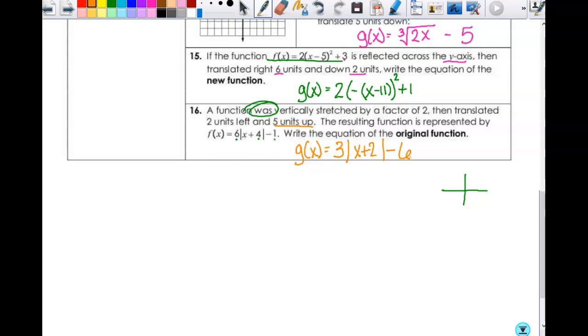Well, the original is 3, and then if I vertically stretch it, that means I've got to multiply by 2, and that's where that 6 comes from. Yeah. Good. Anything else? We're all good? Awesome. Get that put in your ISN.